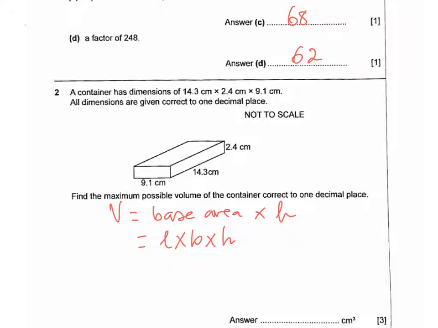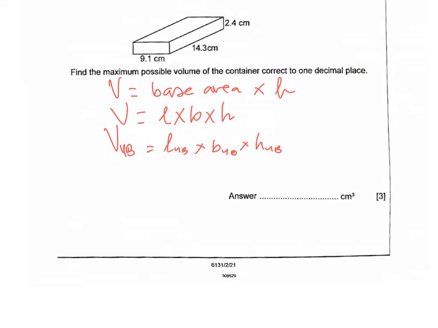Okay, now maximum means these numbers here were rounded to one decimal place. They were not exactly 9.1 or 14.3 or 2.4. They are rounded off numbers. Now to find the maximum, we want to find the volume UB. This is all multiplication, and we know that for multiplication, the upper bound is just upper bound times upper bound. So even if there are 3, we are going to say the length UB times the breadth UB times the height UB. We are going to multiply the UBs. Then we get the UB and the LB of each number.